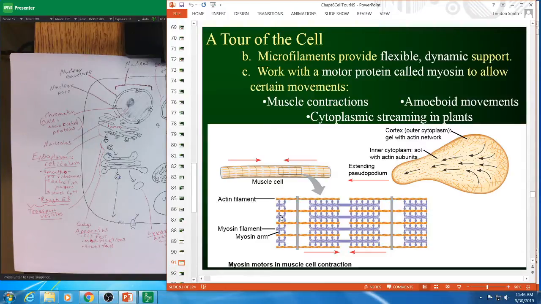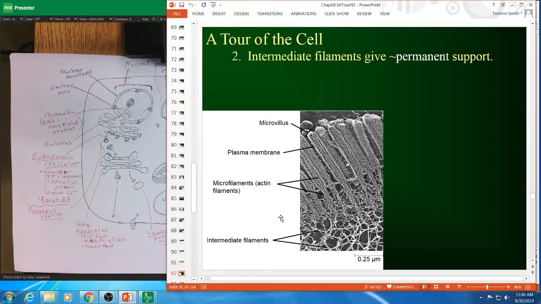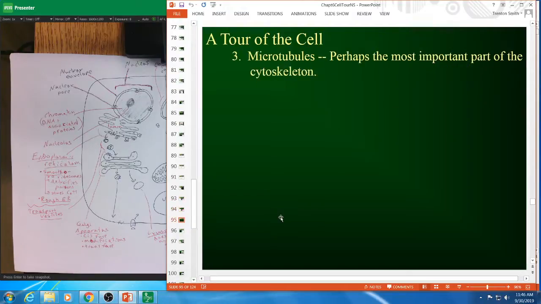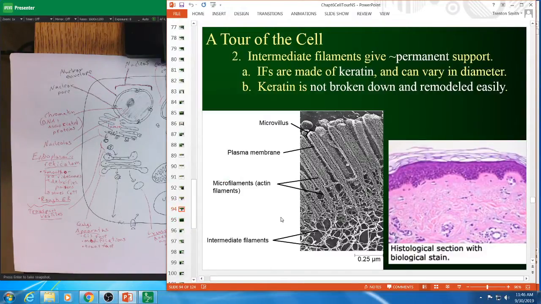But there's other. Okay. The second type of cytoskeletal element is intermediate filaments. They're kind of boring. You write those things down, and we'll talk about them briefly, but I'm going to skip past intermediate filaments.